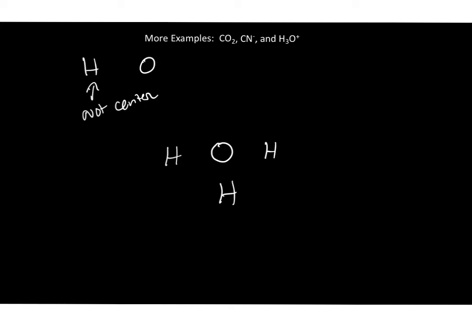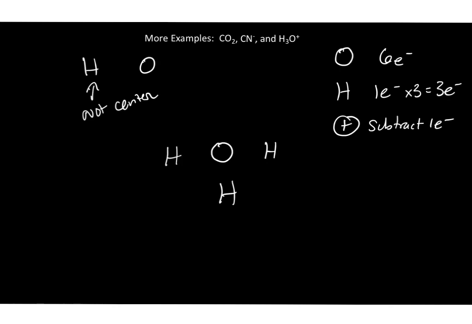Now I have to count valence electrons. So I have oxygen that has 6 valence electrons. I have hydrogen, each one has 1 electron, and there are 3 of them, so that gives me another 3 electrons. And then it has a positive charge, so I have to subtract 1 electron from the total because it's a positively charged polyatomic cation. So if I do that, 6 plus 3 is 9, minus 1, that gives me a total of 8 electrons to work with.